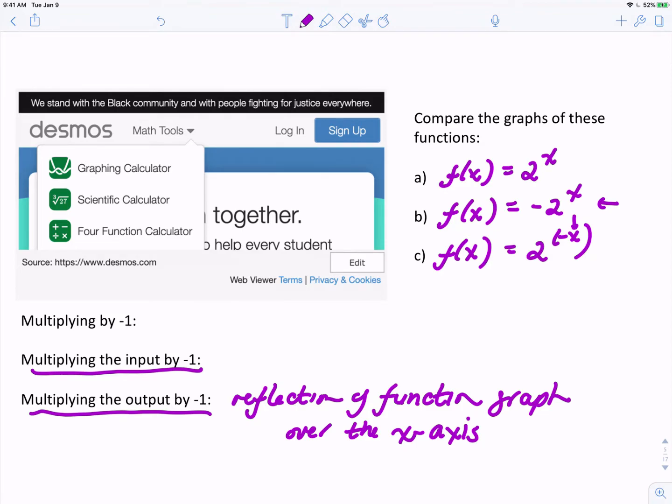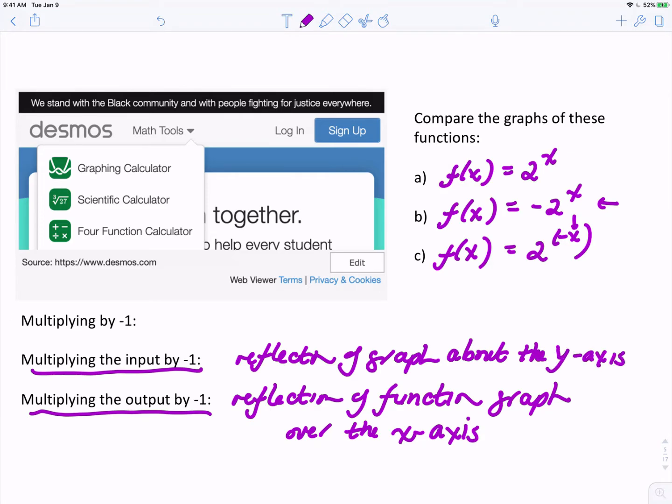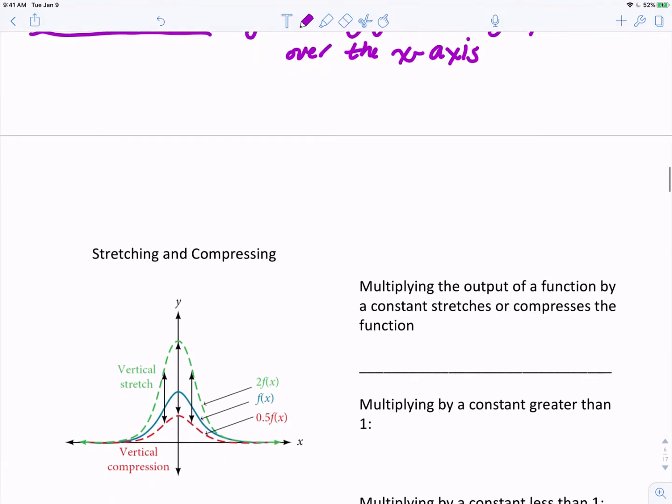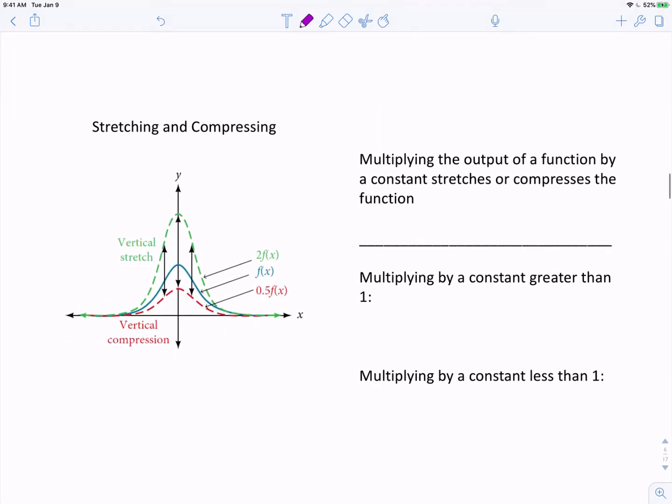So when you multiply the input by -1, it ends up as a reflection of the graph about the y-axis. So what happens if you multiply by numbers which are non-negative? What happens if you multiply by positive numbers? And again, it's going to depend on whether you're multiplying the input or the output by that number.